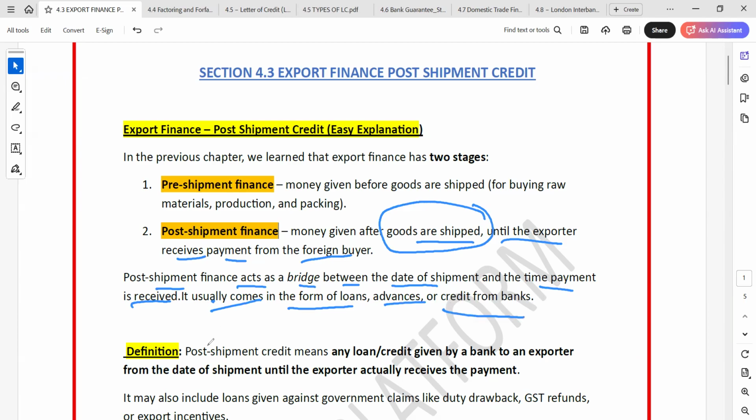So what is the definition? Post-shipment credit means any loan or credit given by a bank to an exporter from the date of shipment until the exporter actually receives the payment. So for this period, whatever advance is given will be called post-shipment finance or credit.